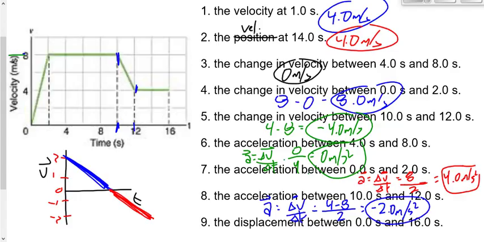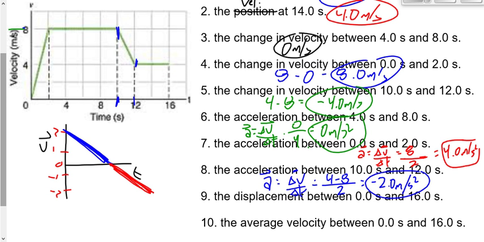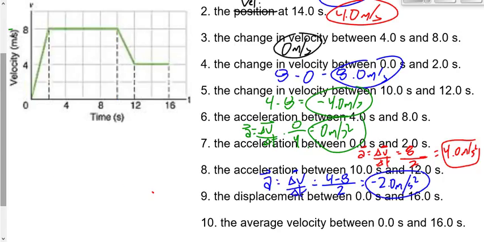Okay, number 9. Oh my goodness, number 9, the displacement between 0 and 16 seconds. This does not look fun. We've got to break this up into all kinds of shapes here to find the area. If you were thinking it was just simply a matter of subtracting a couple numbers, you would be wrong. Okay, there's quite a bit of work to this one. I'm going to break this into a triangle, a rectangle, maybe another rectangle right here, and maybe a triangle right here.